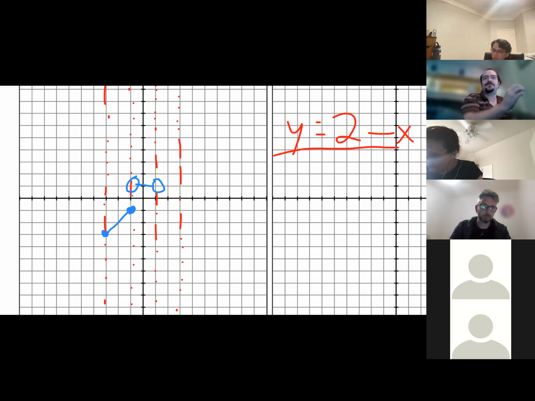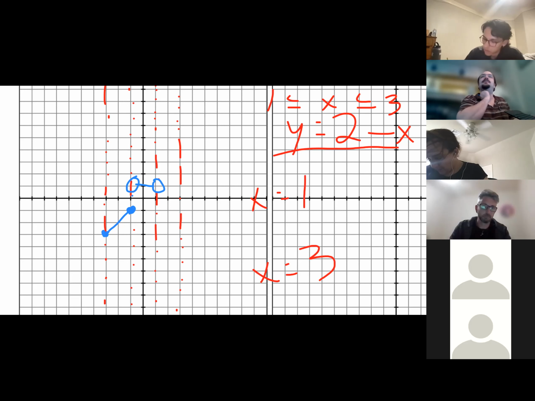And this is good for all x's from 1 to 3, including? Yes, including both of them. And so I want to start out at x equals, and I want to also do x equals what numbers? When your x equals 1, y equals 1. Yeah, I want to do 1 and 1. You are going to have 1, 2, and 3 for your x's.